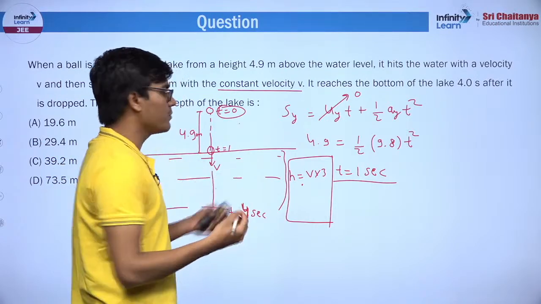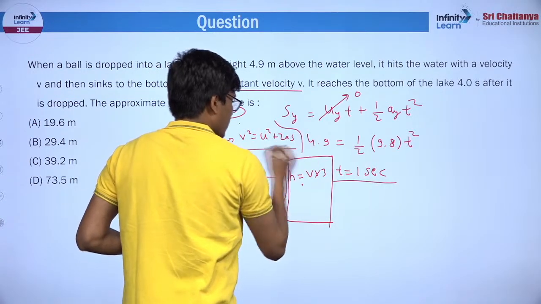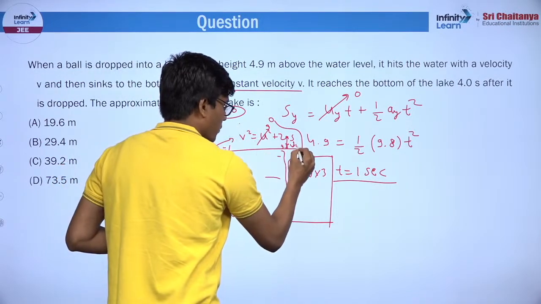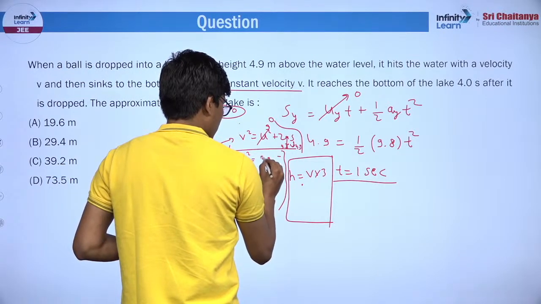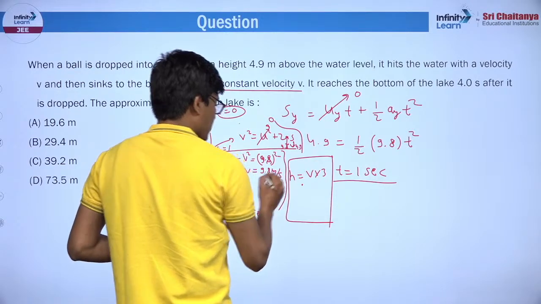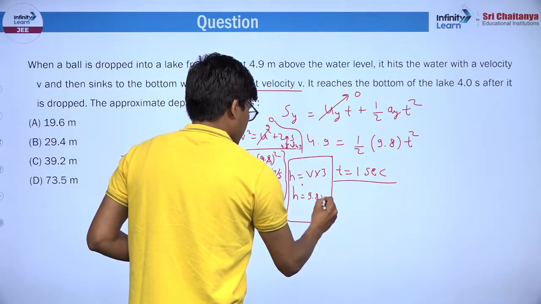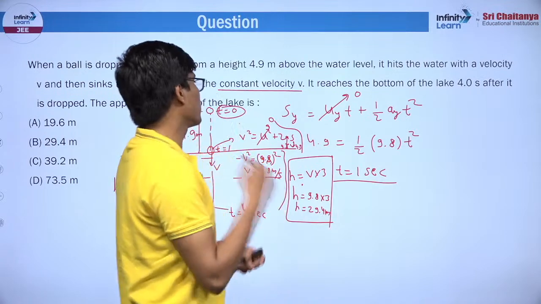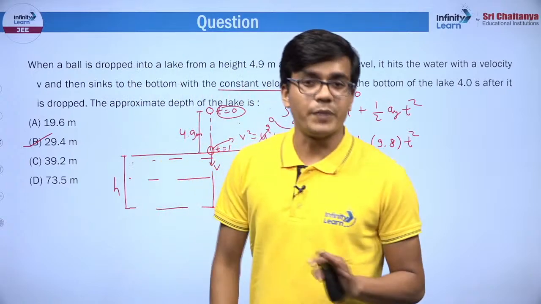So after falling 4.9 meter, what will be the speed of it? v square is equal to u square plus 2as. Initial velocity is 0, a is 9.8, displacement is given to you as 4.9. So v square will be 9.8 to the whole square. It means v is 9.8 meter per second. So if you got the velocity, definitely you can tell the depth is 9.8 into 3, that is 29.4 meter. Is that option there or not? Let's see, the option is B, right?